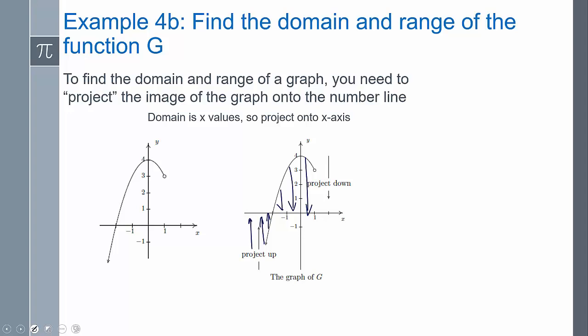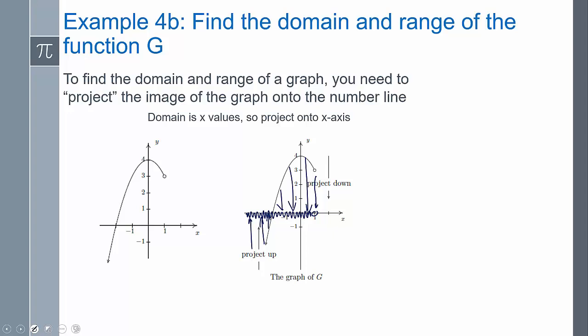Now, this process of flattening onto the number line, what it's going to do is it's actually going to create something that's shaded. Now, notice when I projected that open circle down, that also ended up with an open circle on the number line.